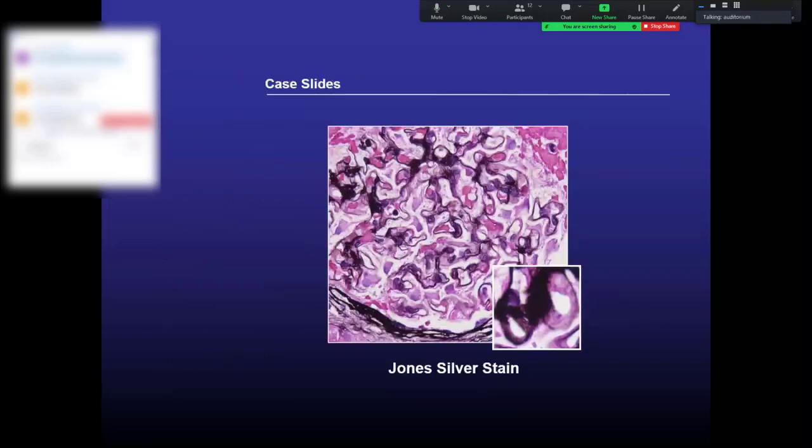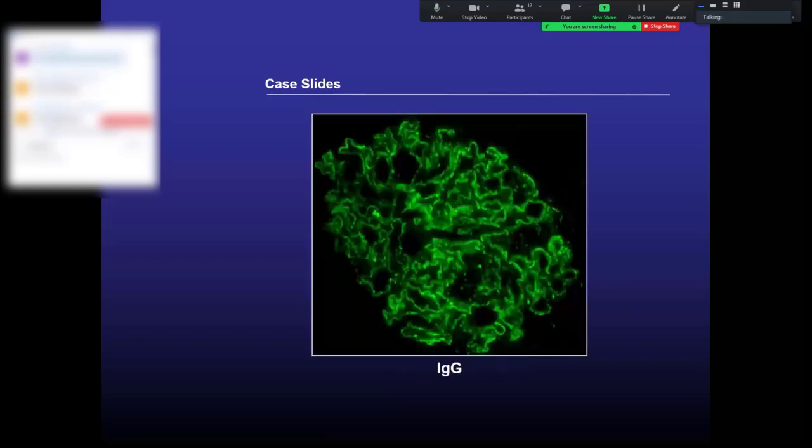So this is the Jones silver stain on light microscopy. And if you look really closely, you can see some little holes in the basement membrane and spikes. This is the IgG staining.